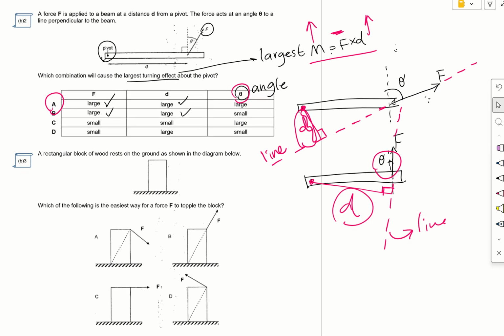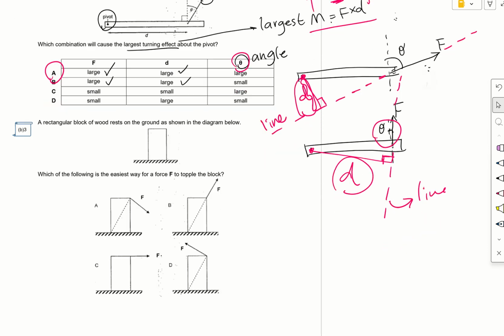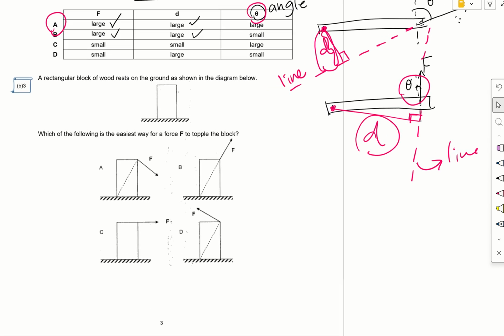For B3, we see a rectangular block of wood resting on the ground as shown. Which of the following is the easiest way? When we're talking about easiest way, we are looking for the largest moment. So again, largest moment depends on your force and distance combination. Because the force is all the same, it all boils down to whoever has the largest perpendicular distance will have the largest moment.